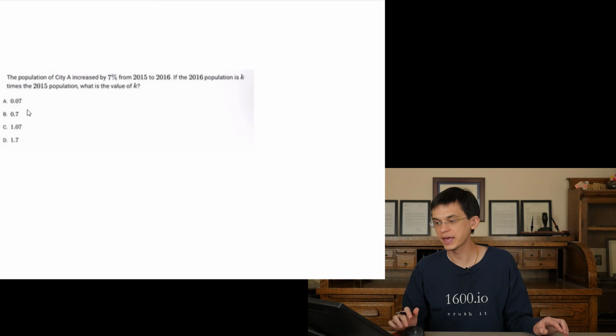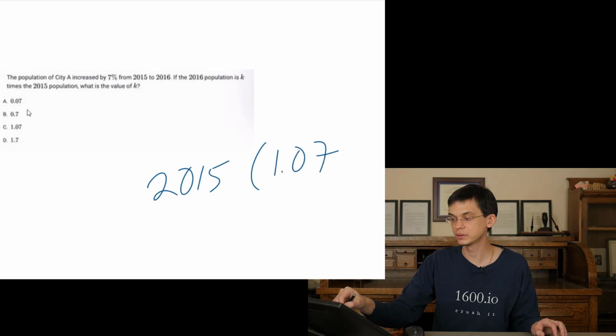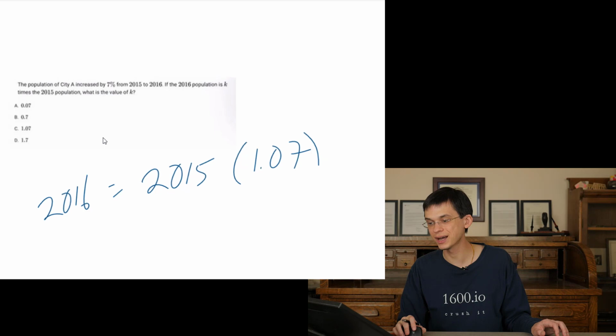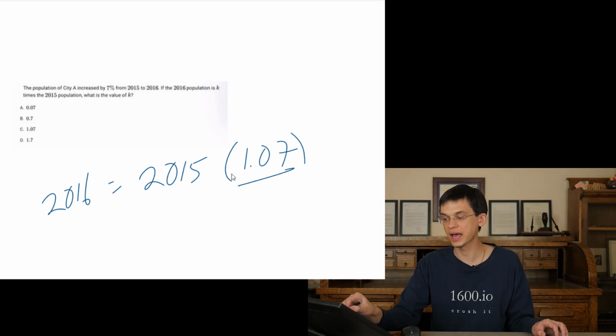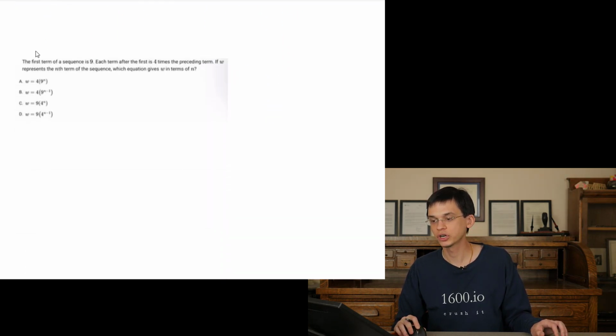The population of city A increased from 2015. So we took 2015's number and we multiplied it by 1.07 to get 2016's number. So the population of 2016 was K times the population of 2015. K is then going to represent 1.07. We multiplied 2015's number by what? 1.07.